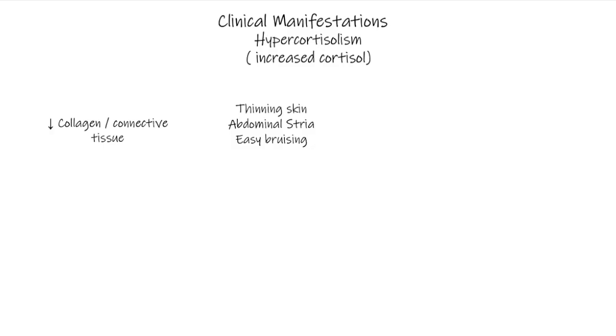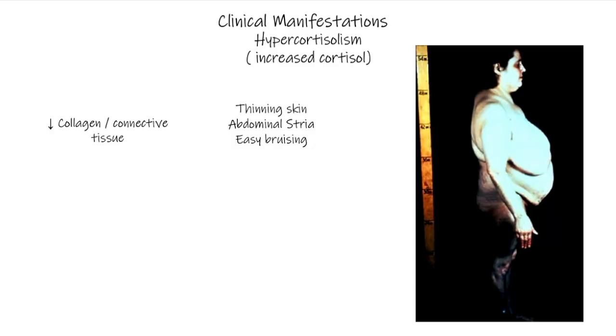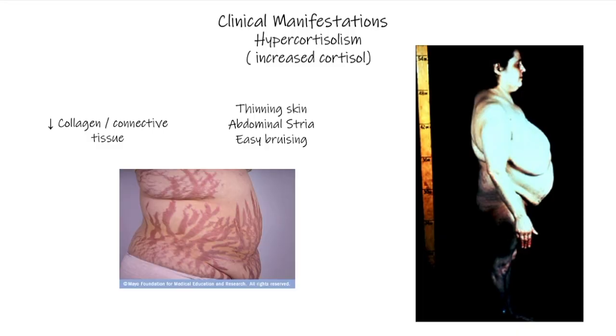Glucocorticoid excess also decreases collagen and connective tissue integrity. The skin becomes thin and fragile. This may result in easy bruising, as shown in this picture. Weakening of the dermis, a layer of the skin, contributes to the characteristic broad violaceous stria seen in Cushing syndrome. These are abdominal stria.